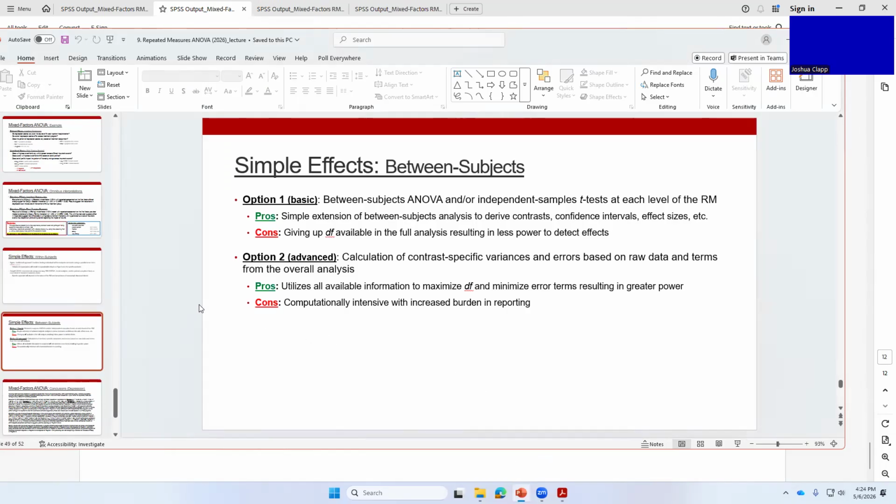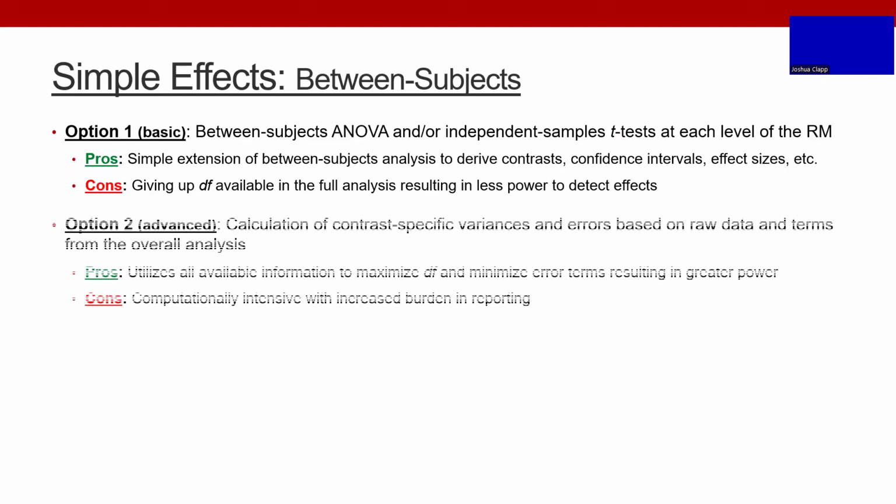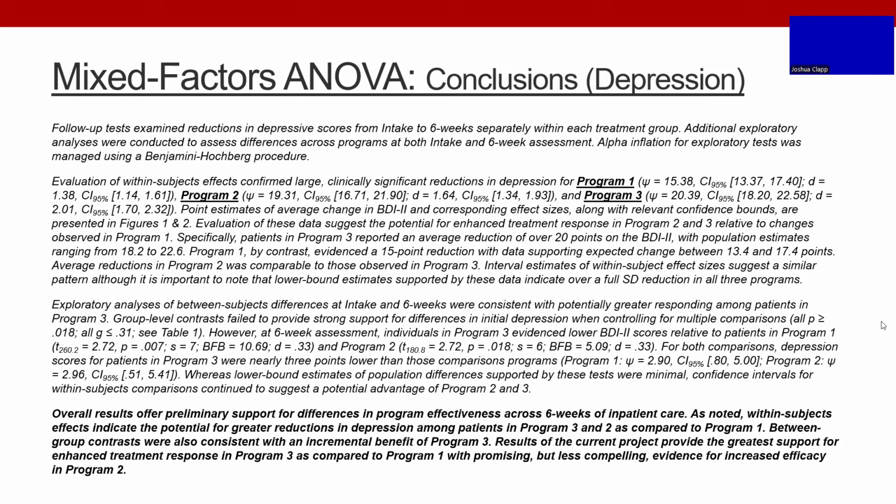So if we look at this in terms of our write-up, walking through this. We say follow-up tests examine reductions in depressive scores from intake to 6 weeks separately within each treatment group. Additional exploratory analyses were conducted to assess differences across programs at both intake and 6-week assessment. Alpha inflation for exploratory tests was managed using the Benjamini-Hochberg procedure. I'm just telling you what I'm doing. This is my approach. There's not one right way to do it. I need to be very specific about how I'm following up with this interaction.